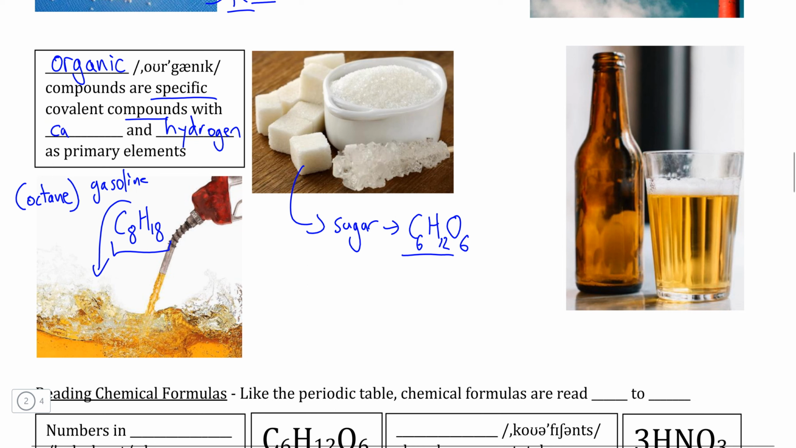Let's take a second here to fix the spelling of carbon before anybody else notices. Hopefully nobody missed that spelling mistake there.